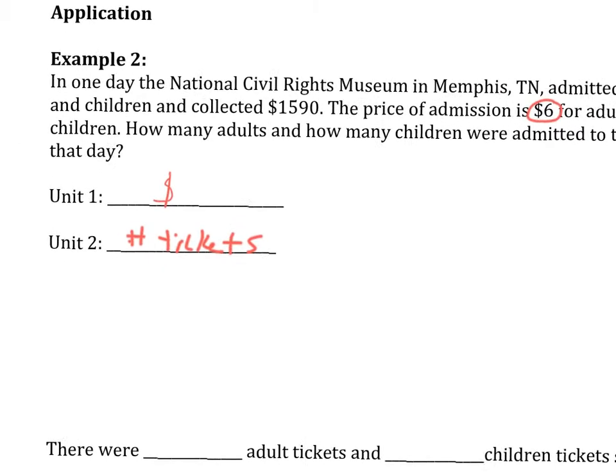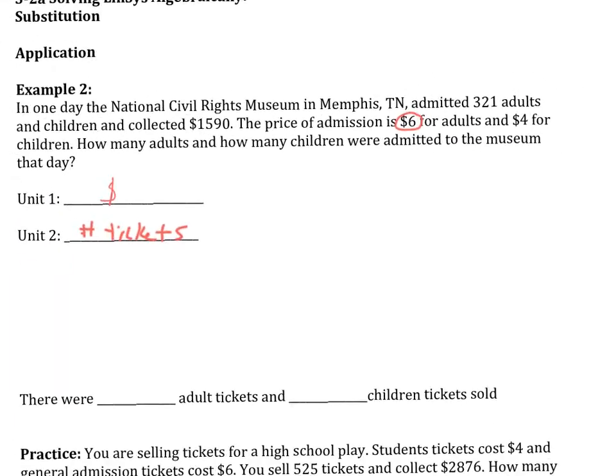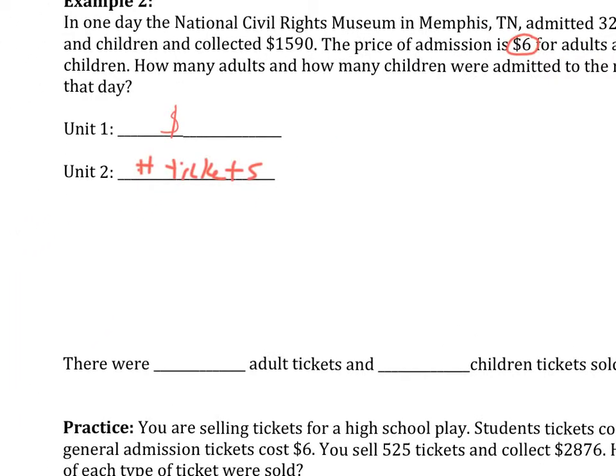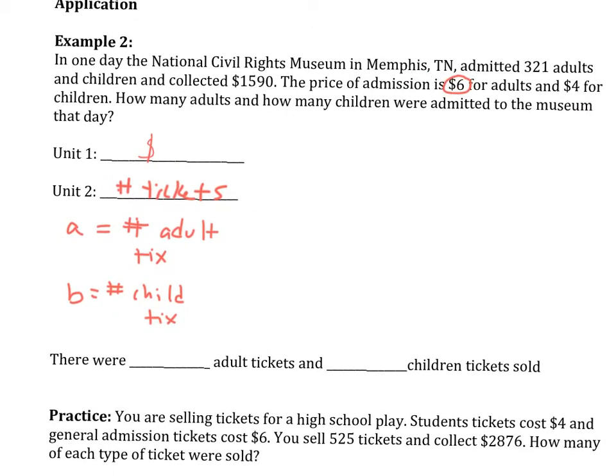So I'm going to use, underneath here, I'll say, define my variables. A is going to be the number of adult tickets. And then B will be the number of children tickets. Now notice, if I take the $6 and multiply that by A, that'll tell me how much money was brought in by the adults. When I take the 4 and multiply it by the B, that'll tell me how much money was brought in for the children.